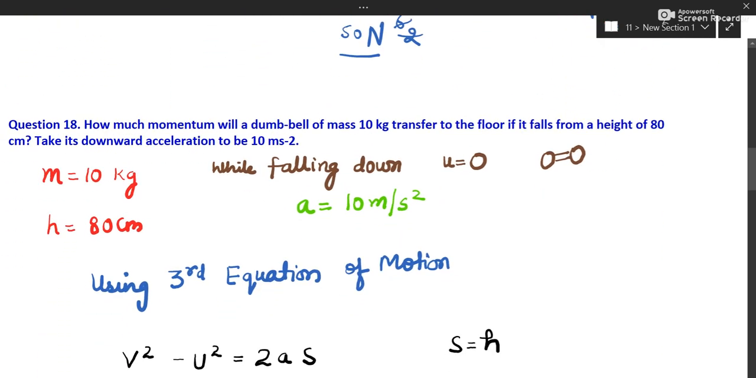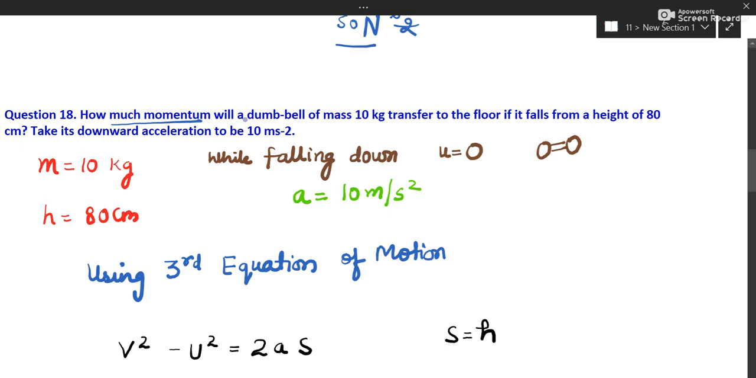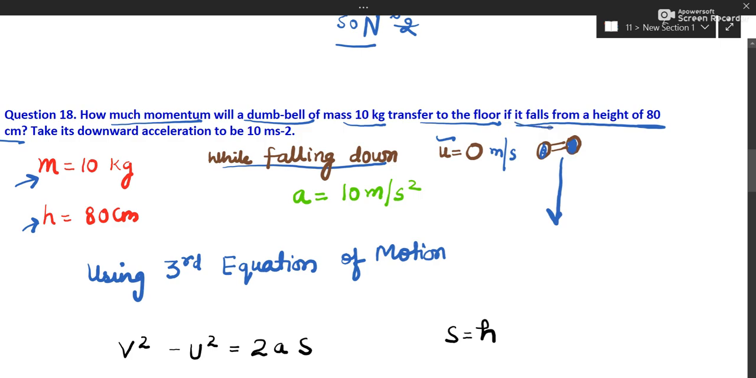So we'll get to the next numerical. How much momentum will a dumbbell of mass 10 kg transfer to the floor if it falls from a height of 80 centimeter? So height is given as 80 centimeter, mass of dumbbell is 10 kg. While falling down, you'll have to keep in mind what we have learned in the chapter Motion: when the dumbbell falls down, initial velocity is 0. Initial velocity is hidden as 0, and acceleration is given as 10 meter per second squared. So we have been given mass, height, acceleration and initial velocity.